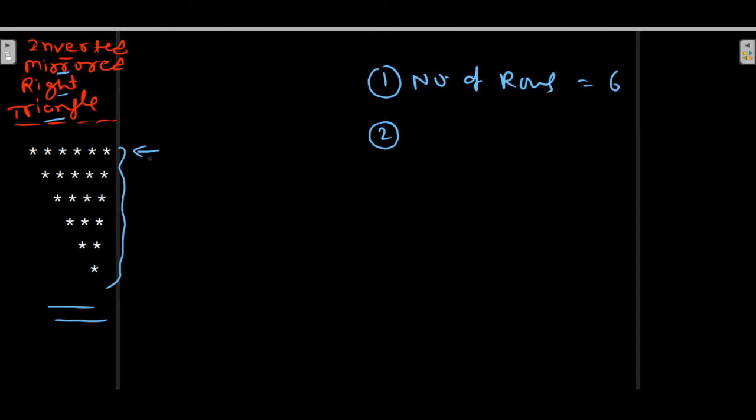In the first row, we need to print 6 stars. In the second row, 5 stars. In the third row, 4 stars. In the fourth row, 3 stars. In the fifth row, we need to print 2 stars, and in the sixth row, we need to print 1 star. Now we will calculate the number of spaces that we need to print in each row.